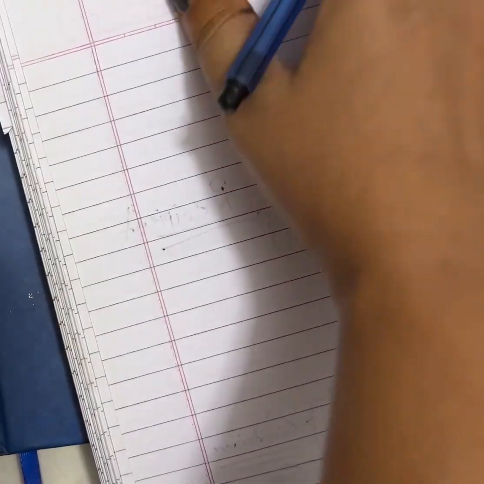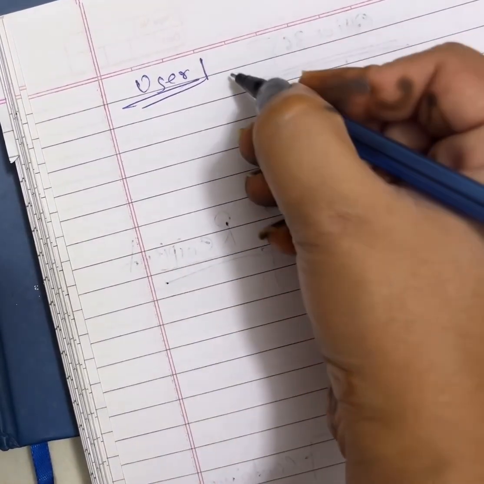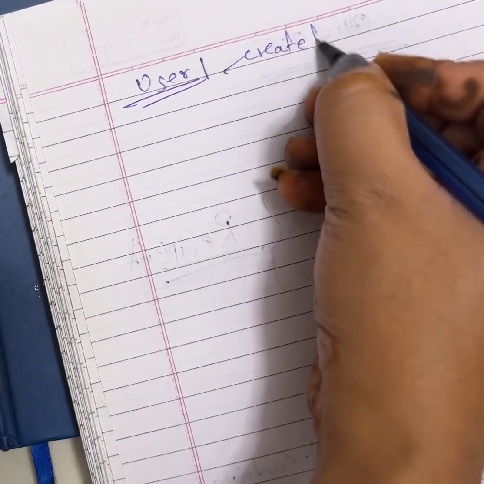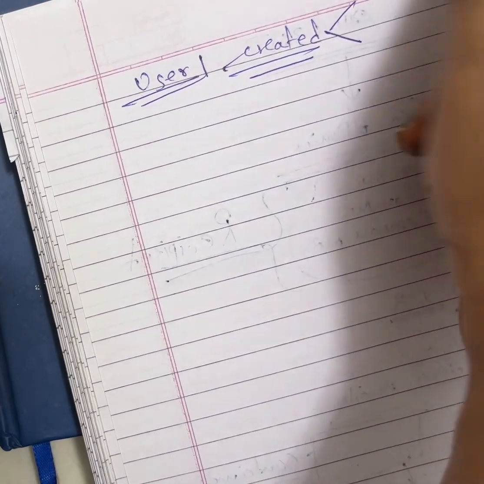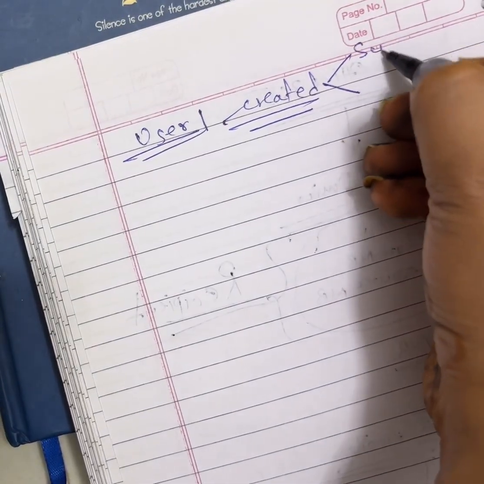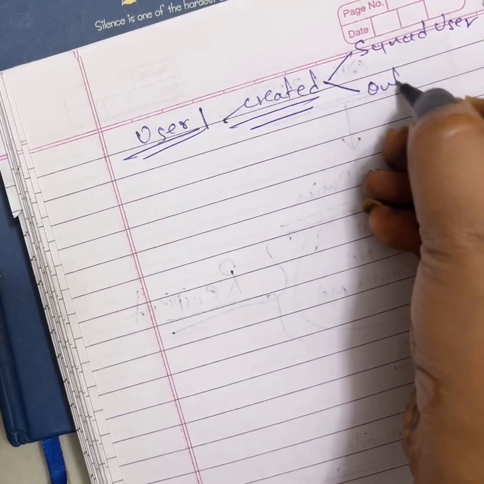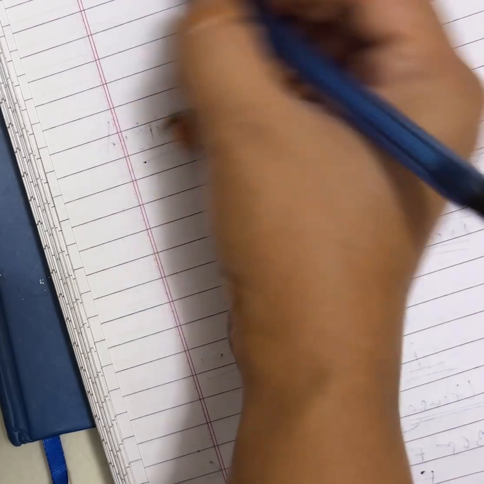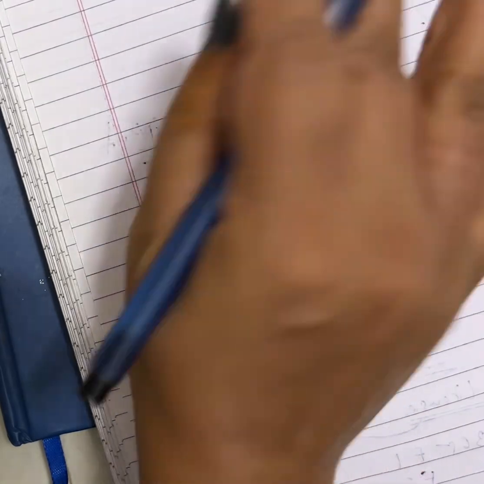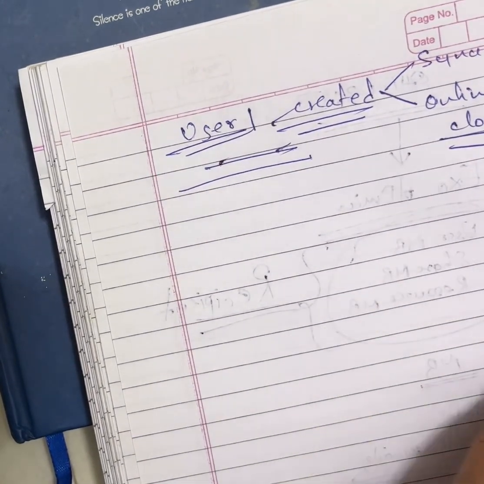So once, for example, user 1 is created, in creation also there are two environments or two topics. One is a synced user, second is an online or cloud user. I'll explain it first. So for example, user 1 got created, he does not have a license. He does not have anything.